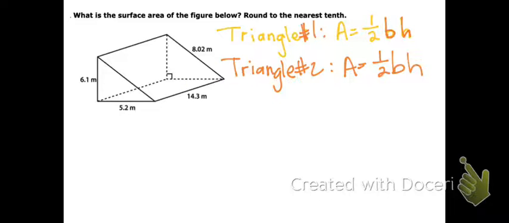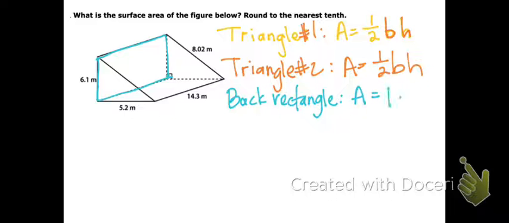Now, there's 3 more sides. You see them? Let's do this back rectangle. The area of a rectangle is just length times width. So this one, you just have to kind of work for it a little bit. The one side is 6.1. You know the length of this side? It's also the same length as this. So it is 14.3. So the area of that back rectangle here is 6.1 times 14.3.